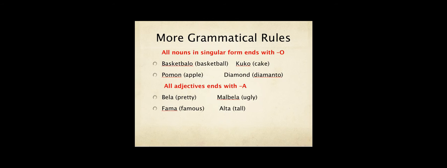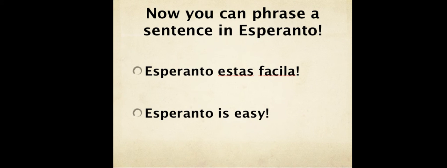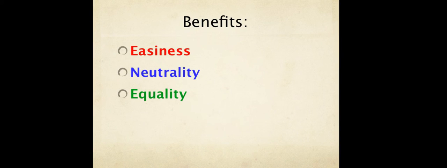All nouns in singular form end with O, like basketballo for basketball. All adjectives end with A, like bella for pretty. Now you have enough knowledge to phrase a sentence. Esperanto estas facila, which means Esperanto is easy.